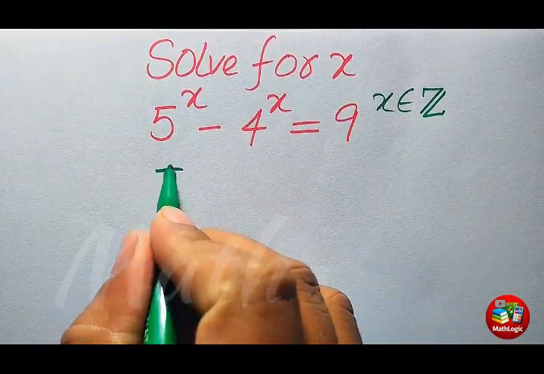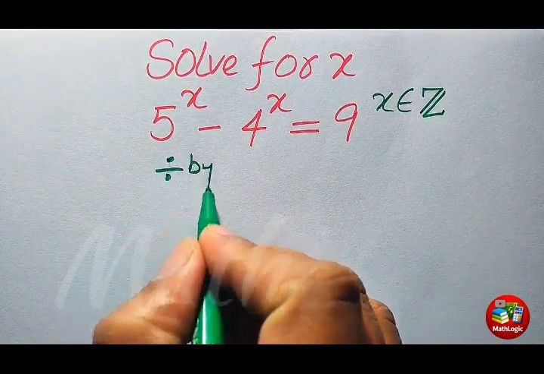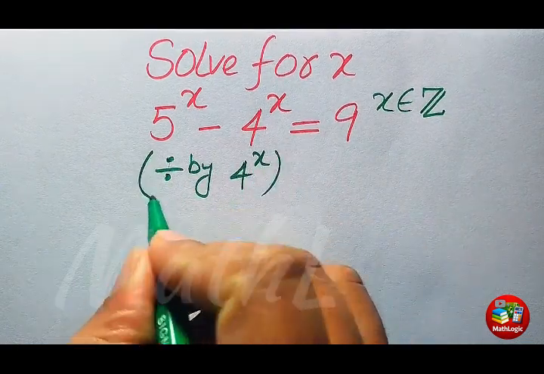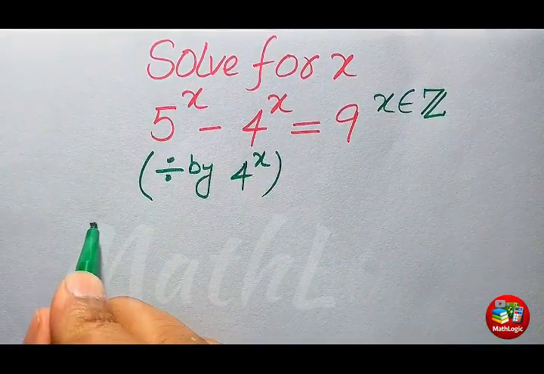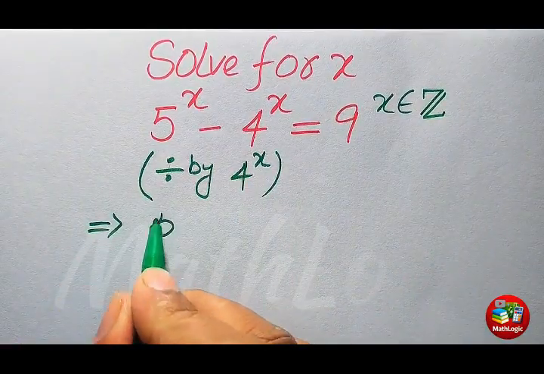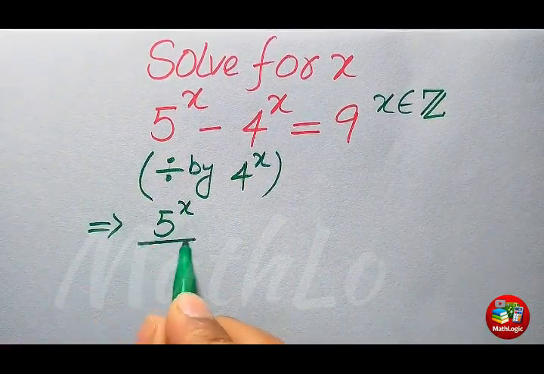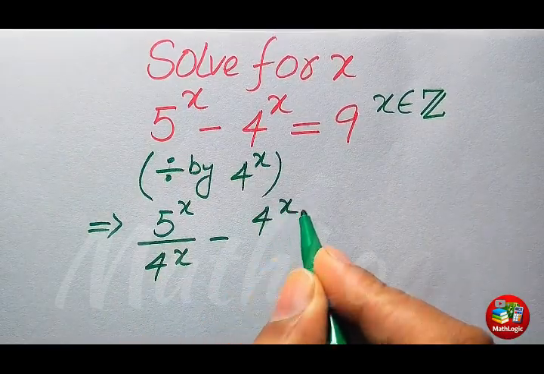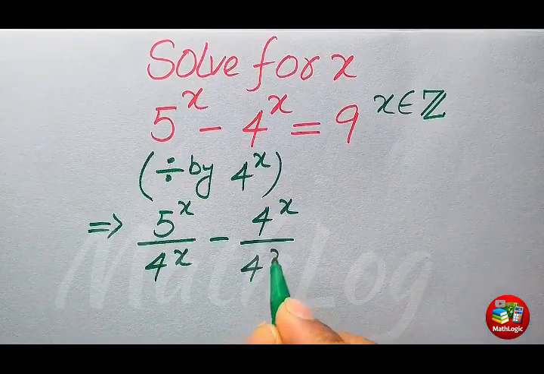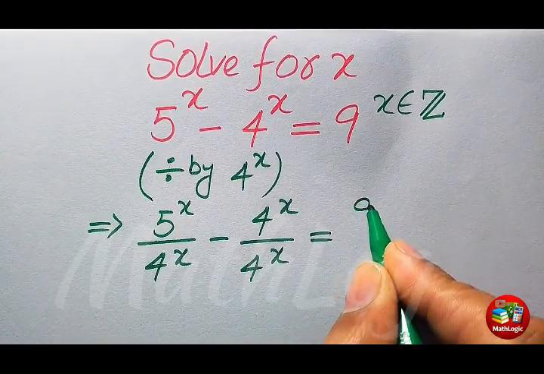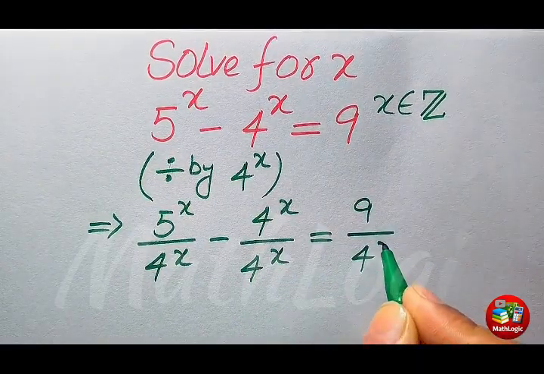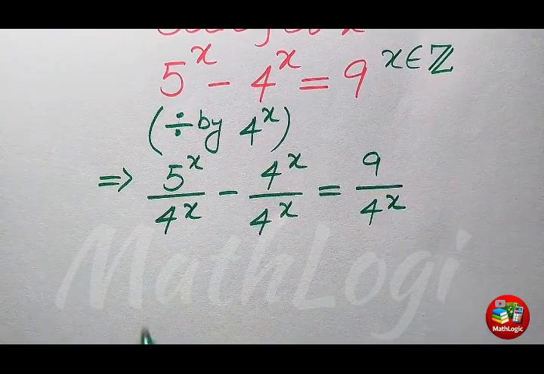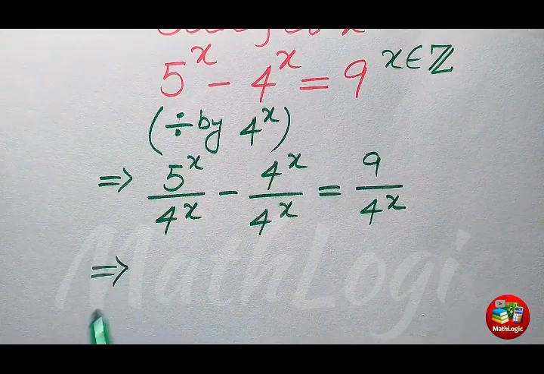So here first we need to divide both of the sides by 4 to the power of x. So when we divide both of the sides by 4 to the power of x, it will be written as 5 to the power of x divided by 4 to the power of x, minus 4 to the power of x divided by 4 to the power of x, equals 9 divided by 4 to the power of x. And now in the next step, we need more simplifications.